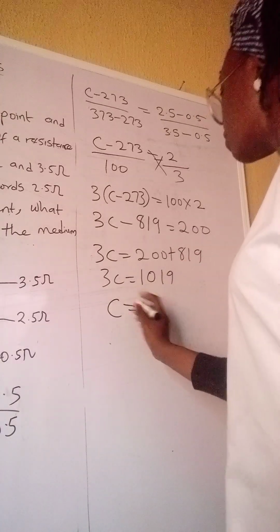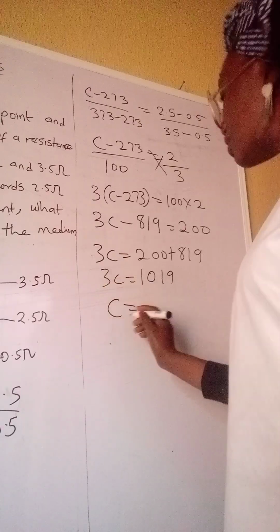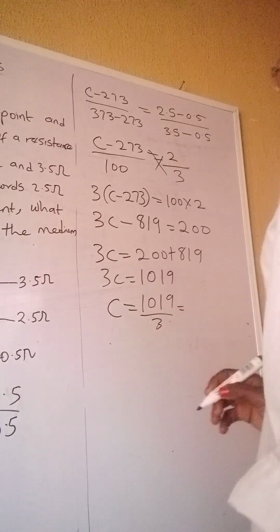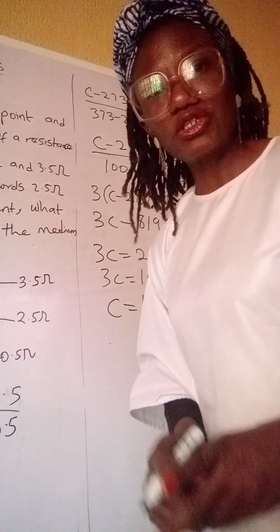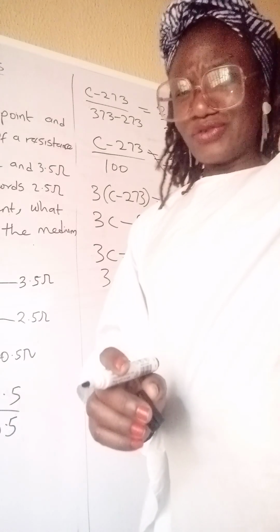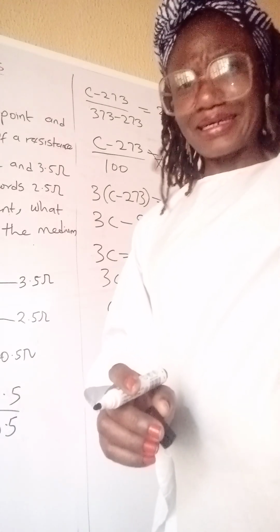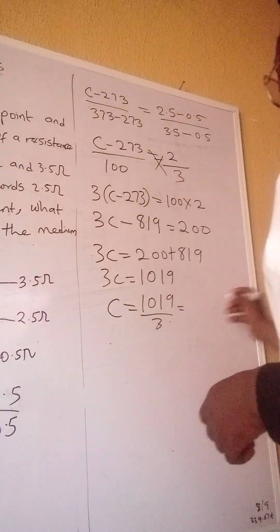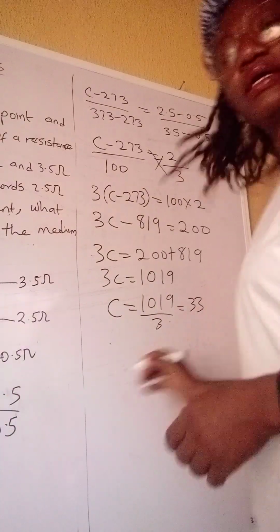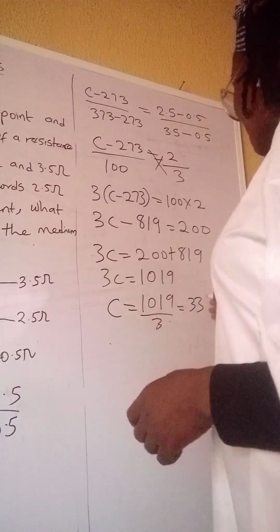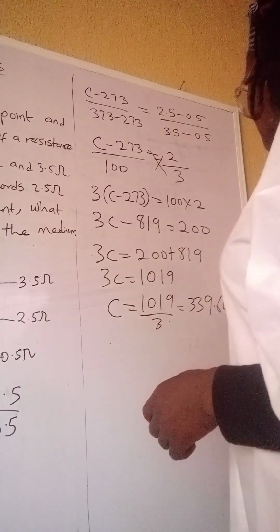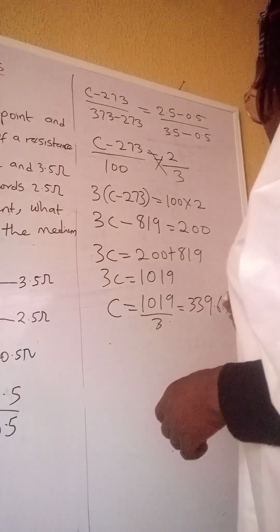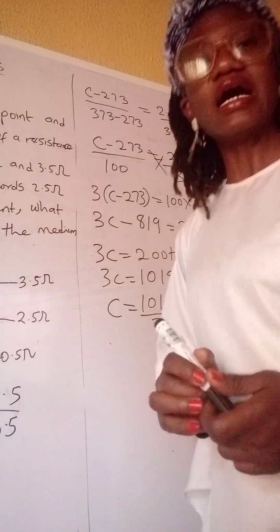So C will now be equal to, you divide both sides by 3. 3 will cancel 3, and then we are left with 1019 divided by 3. Please punch calculator. It will give us 339.666. Yeah, it gives us 339.666 Kelvin. Approximately it should be 7, let's say 340 Kelvin. So this is the final answer.